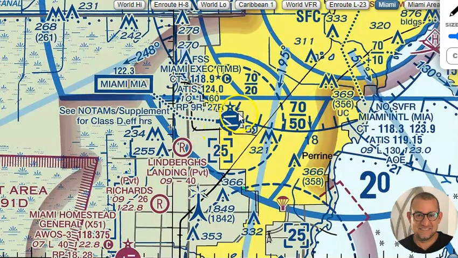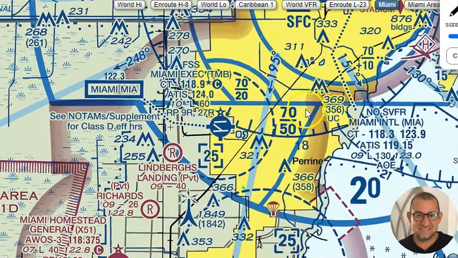Now, the reason they put it here is because this tower, see, it says Miami Executive TMB. Here's the frequency for the tower, 118.9, but it has a little star. What that star means is that it's a part-time tower. And after the tower closes, you're actually going to go to CTAF. You're going to go to a different frequency. You're going to use this frequency to self-announce. Once the tower closes, these are the airport traffic patterns that you have to use.